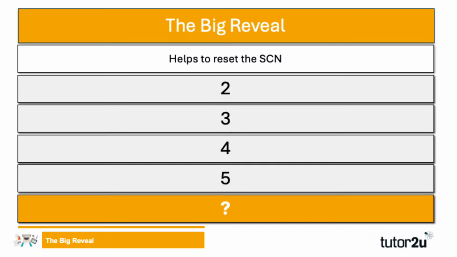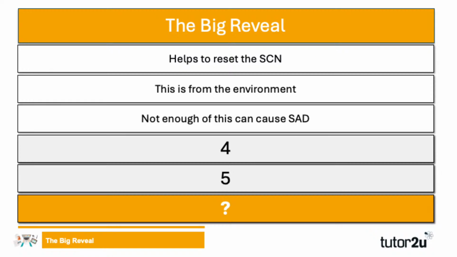Okay, first clue is: it helps to reset the SCN. That's the suprachiasmatic nucleus. Okay, clue number 2 is: this is from the environment. We've got some answers already coming in here. Clue number 3: not enough of this can cause SAD. I should know that that stands for seasonal affective disorder. I think I can see the right answer popped up already.